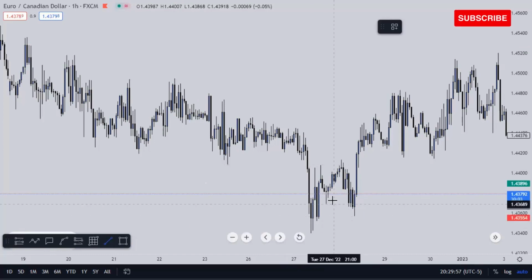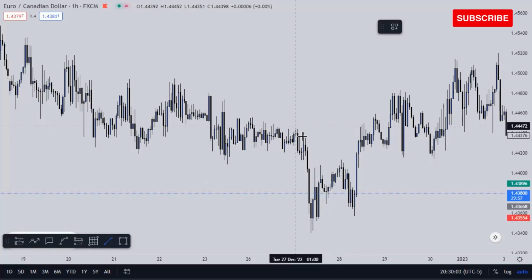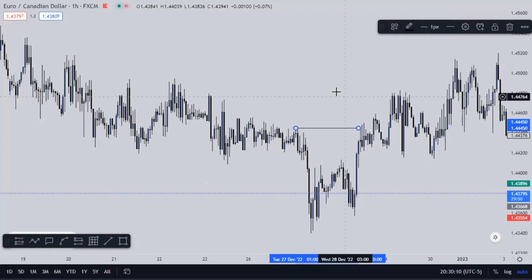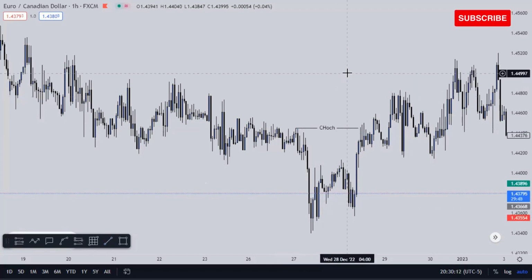This became a key level when I saw this move. This is the last high that put this low, right? So I'll put this right here and I'll call it a change of character. Meaning market has changed character.